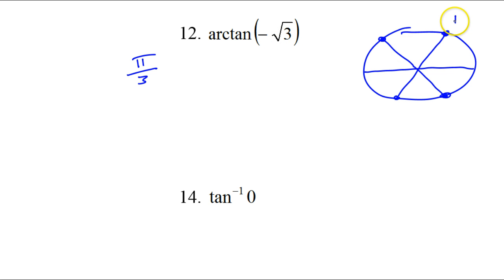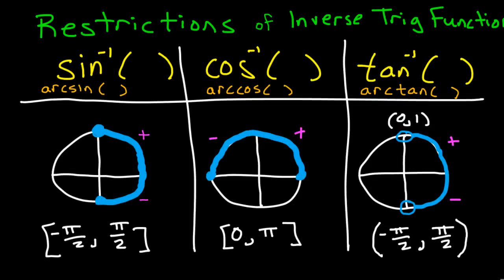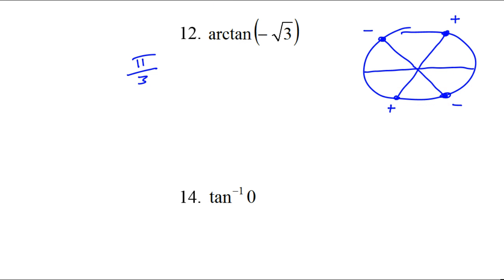Now, tangent is positive in the first quadrant and in the third quadrant, and tangent is negative in the second quadrant and the fourth quadrant. However, when we're dealing with inverse tangent or arctangent, we're dealing with a domain restriction that keeps us on the right hand side of the circle. So that means that only these two are possible. The other two are not within the restricted domain.